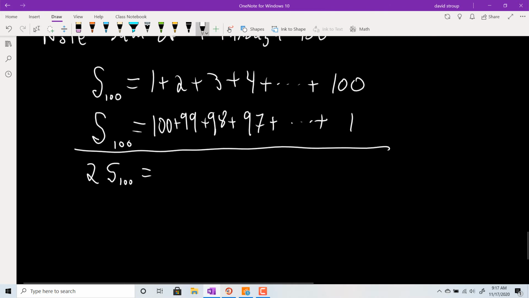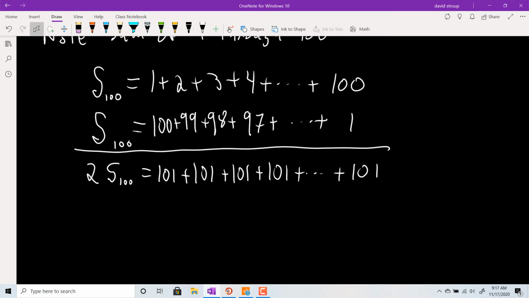On the other side, what do you have? You have 100 plus 1 is 101, plus 99 plus 2 is 101, plus 98 plus 3 is 101, plus 97 plus 4 is 101, all the way down to 101. Well, that's kind of cool, right? How many of these are there? Well, if you use the above sum to count them off, there are 1, 2, 3, 4, all the way up to, well, there's 100 of them, right? There's 100.